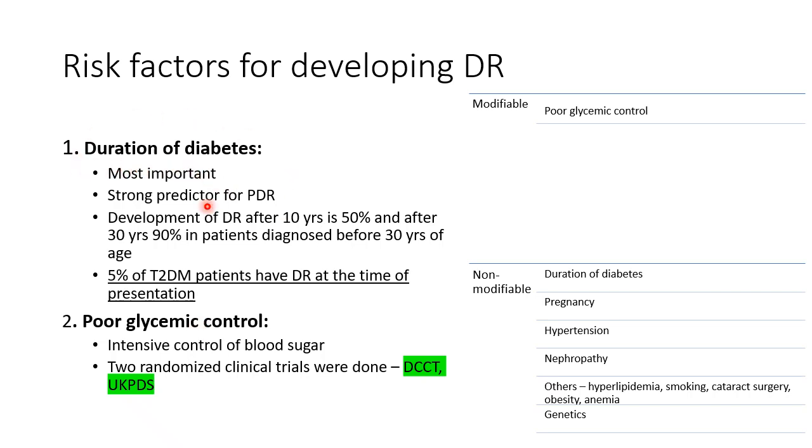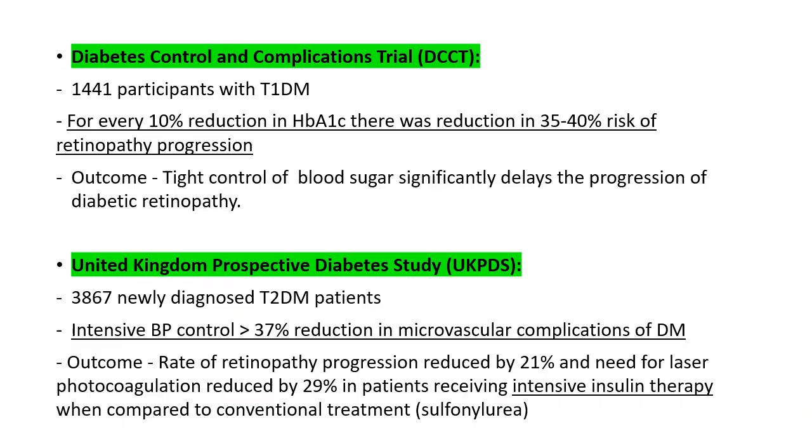Duration of diabetes is the most important, a strong predictor of proliferative disease. Please remember the underlined figure: 5% of type 2 diabetes patients have DR at the time of presentation. This is a rule of thumb. Development of DR after 10 years is 50%, after 30 years, 90% in young diabetics. So those are two points about duration of diabetes that you can remember, or at least remember this much, that it is a strong predictor of proliferative disease, and it is the most important factor among non-modifiable risk factors. Among modifiable risk factors comes poor glycemic control.